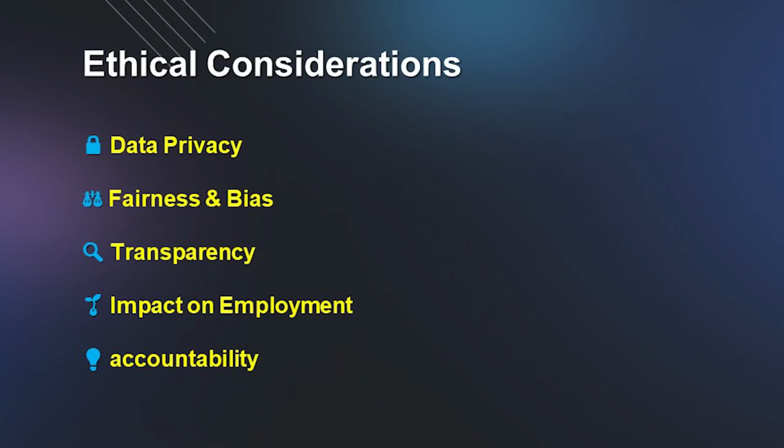and used ethically. Next, we have fairness and bias. AI systems, including Copilot, must be designed and trained to avoid biases that could lead to unfair treatment of individuals or groups. This involves continuous monitoring and updating of the AI to ensure it remains impartial and just.